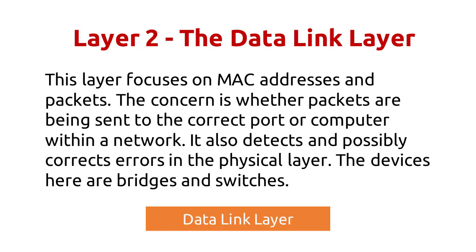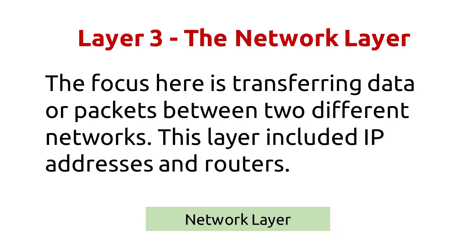Layer 2, the data link layer. This layer focuses on MAC addresses and packets. The concern is whether packets are being sent to the correct port or computer within a network. It also detects and possibly corrects errors in the physical layer. The devices here are bridges and switches. Layer 3, the network layer. The focus here is transferring data or packets between 2 different networks. This layer includes IP addresses and routers.